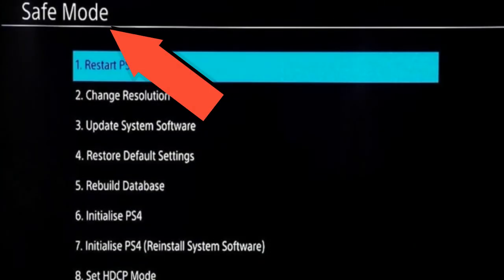Basically, a safe mode loop is where your PlayStation goes into safe mode, and then you can't get out of it. So I was stuck in that for about a week, if not a little bit more.